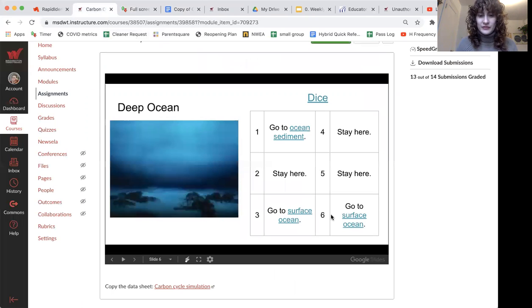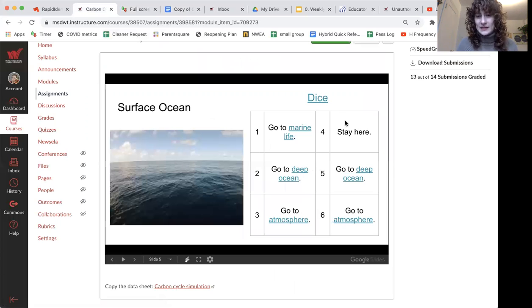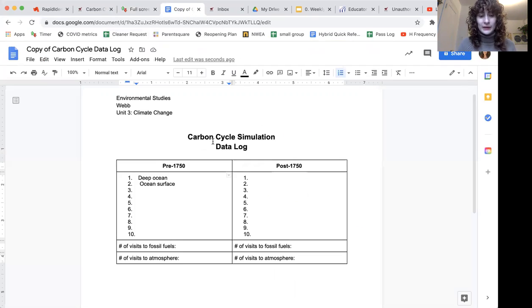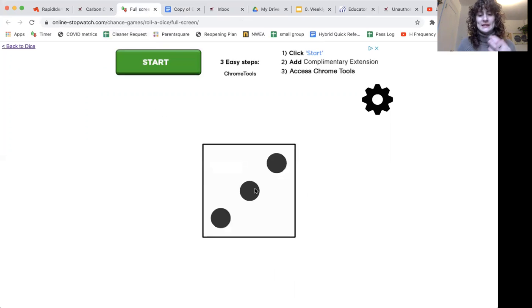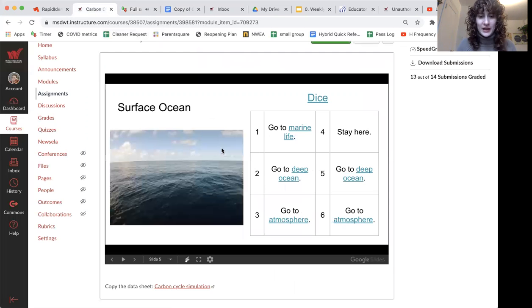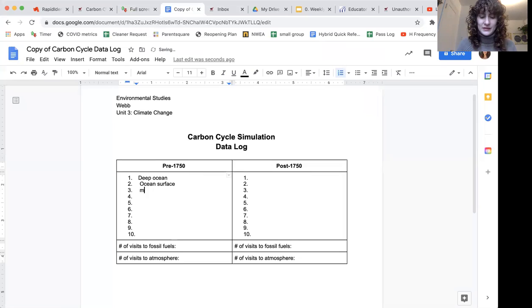and then I'm going to click ocean surface. Now if I were to get stay here, I would write down the same station, and I would keep rolling, and I'm not going to cheat because that influences the data. Okay, so I just got a 1 that says marine life. Okay, so hopefully you get the idea. I'm going to do this 10 times, and then I'm going to total up how many times on this side did I visit the station fossil fuels, and how many times did I go to the station atmosphere.